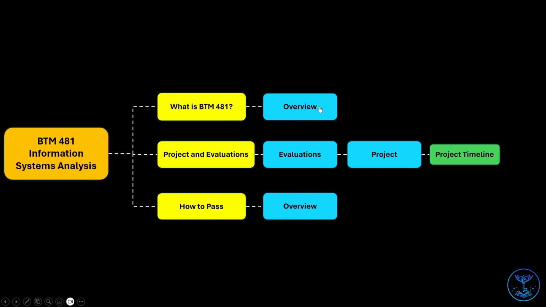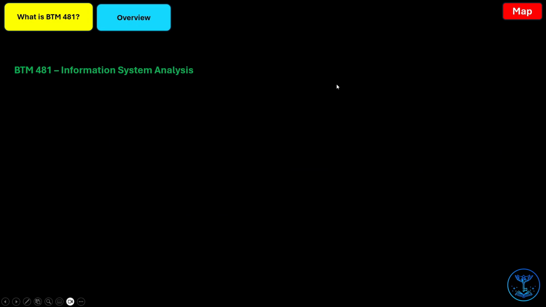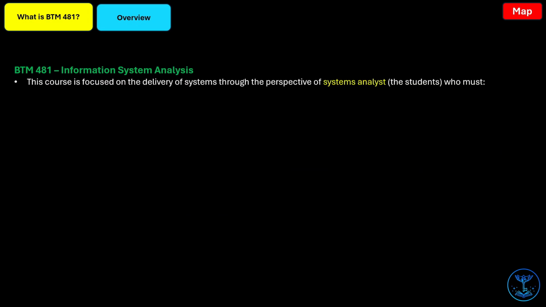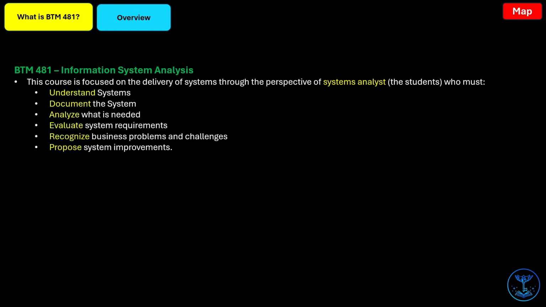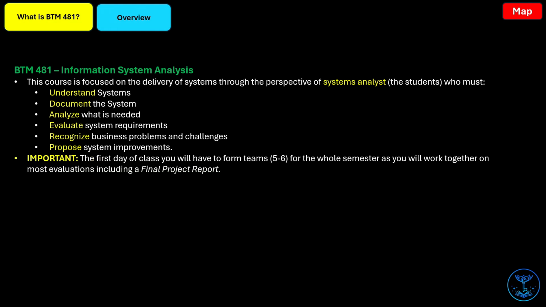First, let's start off with what is BTM 481 Information Systems Analysis? This course is focused on the delivery of systems through the perspective of a system analyst, that's you guys, the students, who must understand systems, document the system, analyze what is needed, evaluate system requirements, recognize business problems and challenges, and propose system improvements.